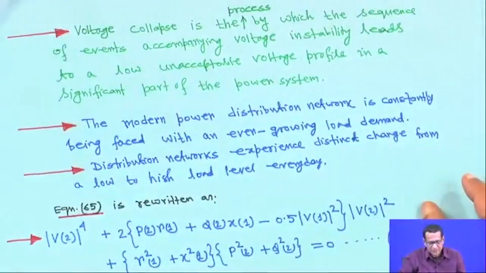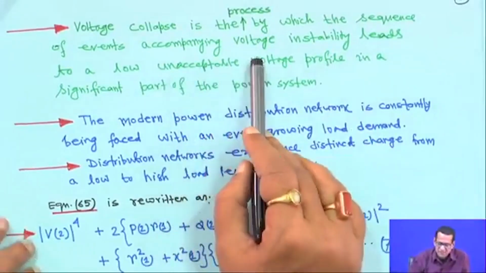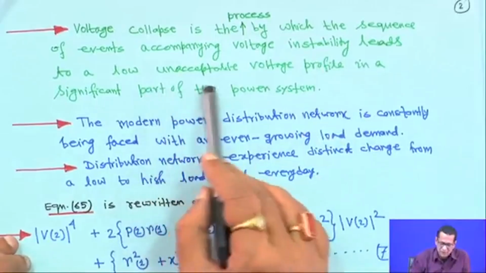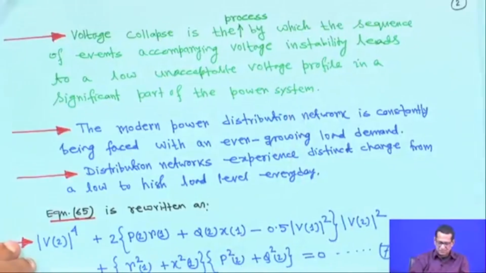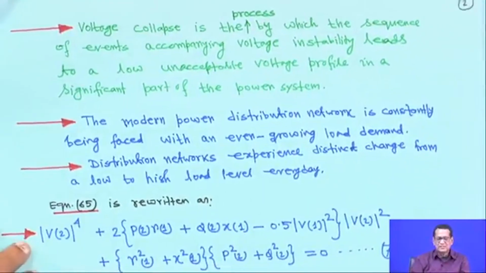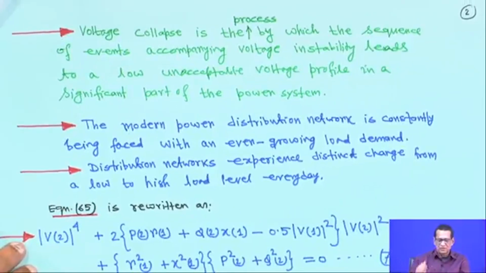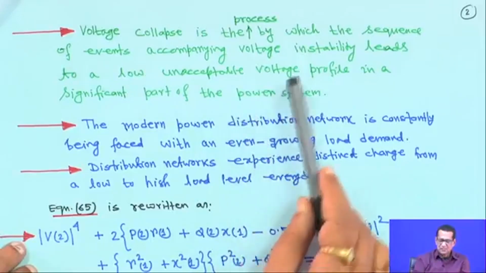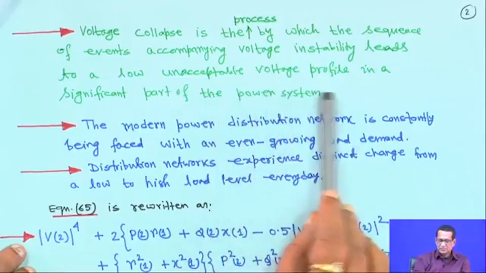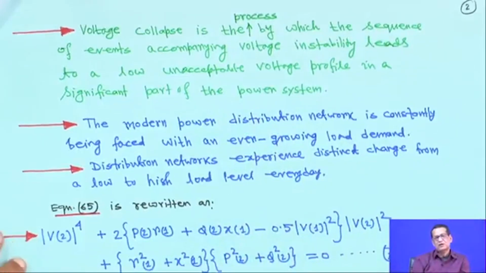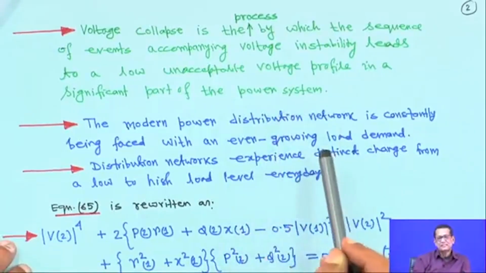In general, voltage collapse is the process by which the sequence of events accompanying voltage instability leads to a low, unacceptable voltage profile in a significant part of the power system. In part of the power system you find that the voltages are unacceptable because they are very low. There are many examples of voltage collapse in the world, but I did not bring that list.